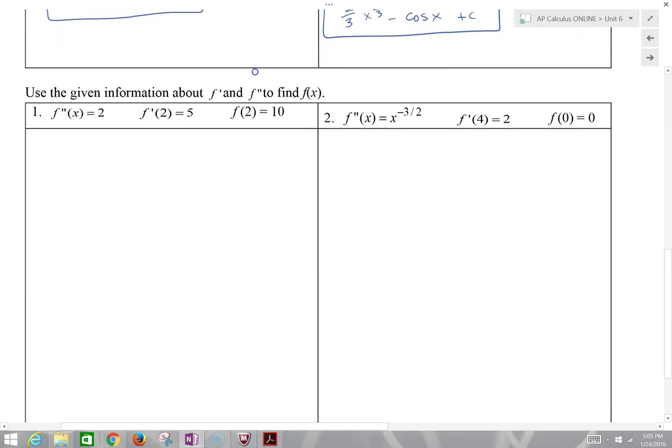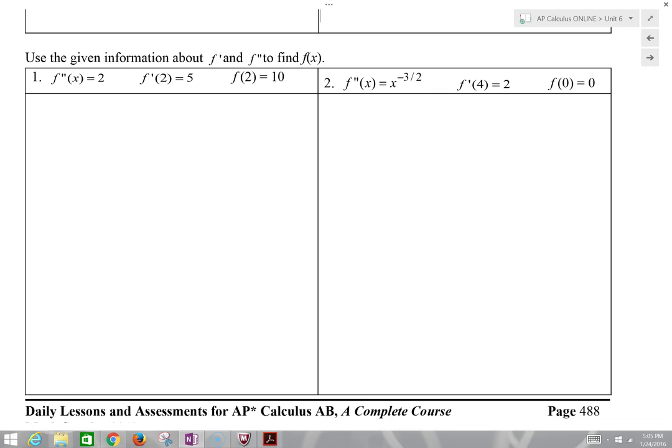Alright, so we're going to work on finding c if we have enough information. So if we have the information that's given for f prime and f double prime, we'll see if we can find c from there. So we're going to start with the integral of f double prime of x. This is going to be equal to f prime of x plus c. Now if we look above, we can see that f double prime of x is equal to 2. So then this is the integral of 2 dx, which is equal to 2x over 1 plus c.